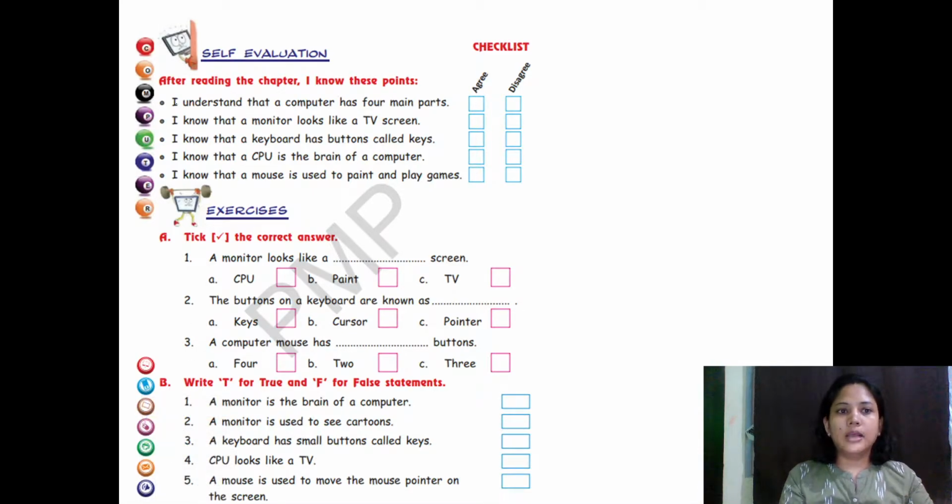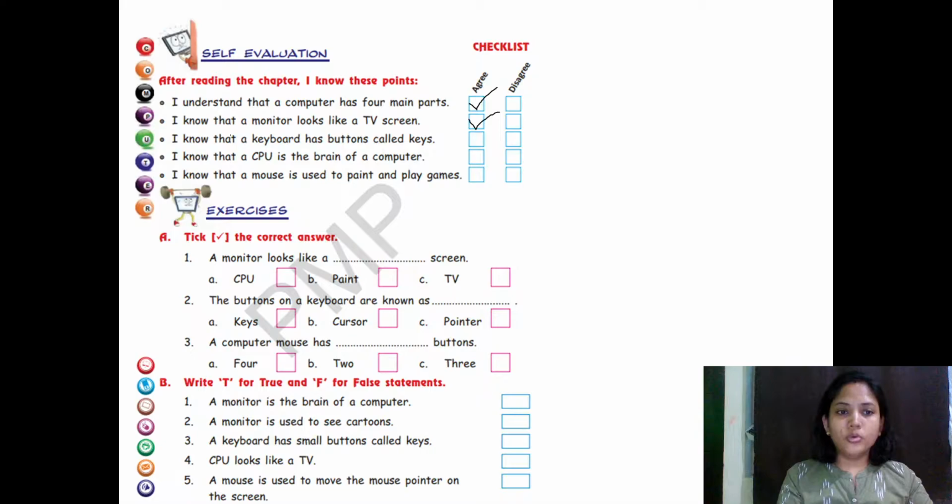Okay, now I understand that a computer has four main parts. Yes, we have understood this through the lesson. So I will write tick mark. Okay. Now I know that a monitor looks like a TV screen. Do you know? Yes, we have studied this. So I agree with it. Agree means yes. Okay. Yes, I accept.